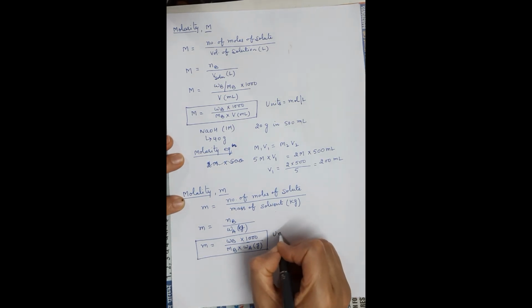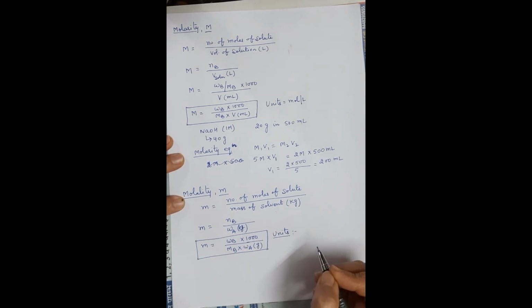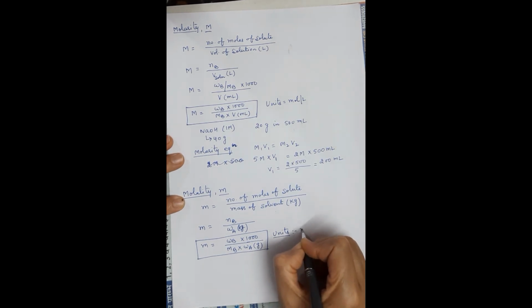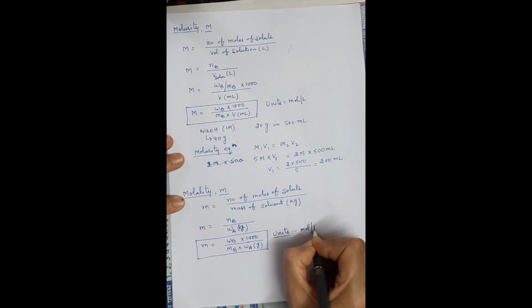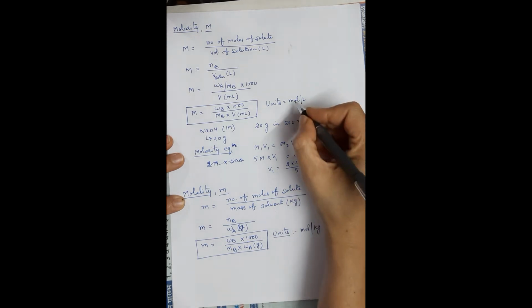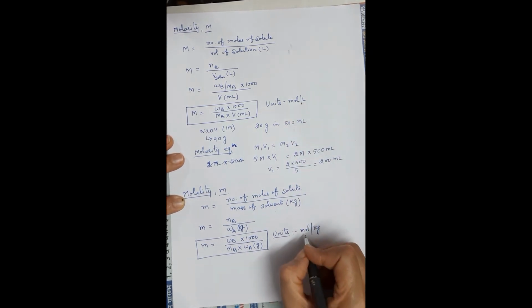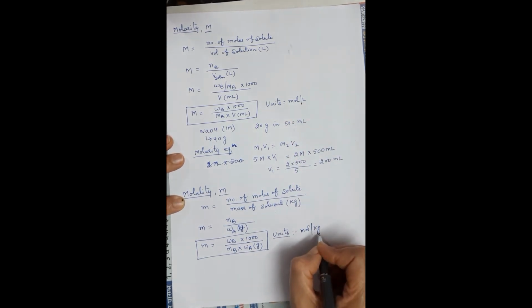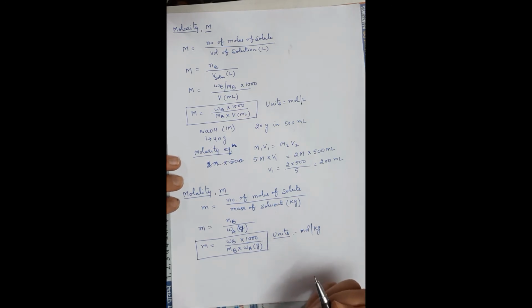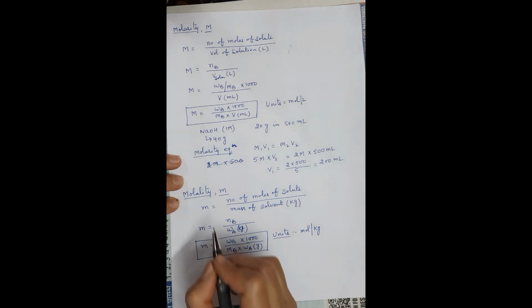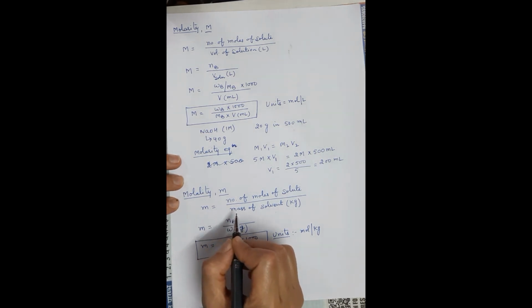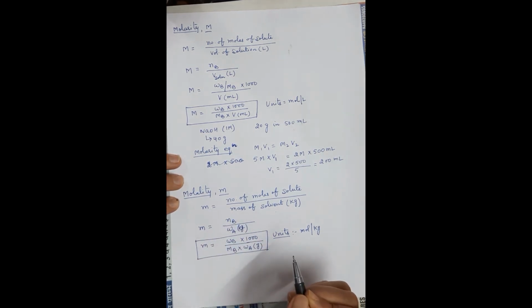What are the units of molality? Molality is mole per kg. Here it is mole per liter. Here it is mole per kg. Beta, generally a question is asked that molality is more convenient term to express the concentration of solution.